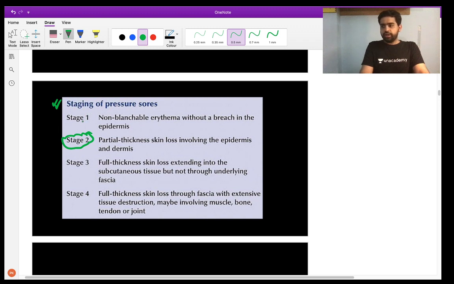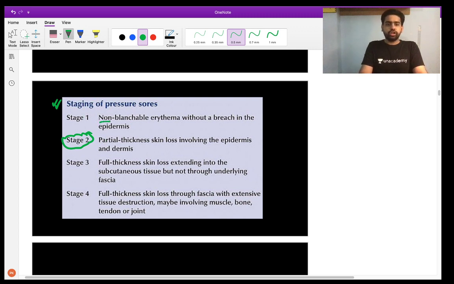what they can give is this particular thing: partial thickness skin loss involving the epidermis and the dermis. So, partial thickness skin loss. If you don't remember this, you might confuse it with stage 1 because of the partial thickness. But understand what is happening in stage 1.